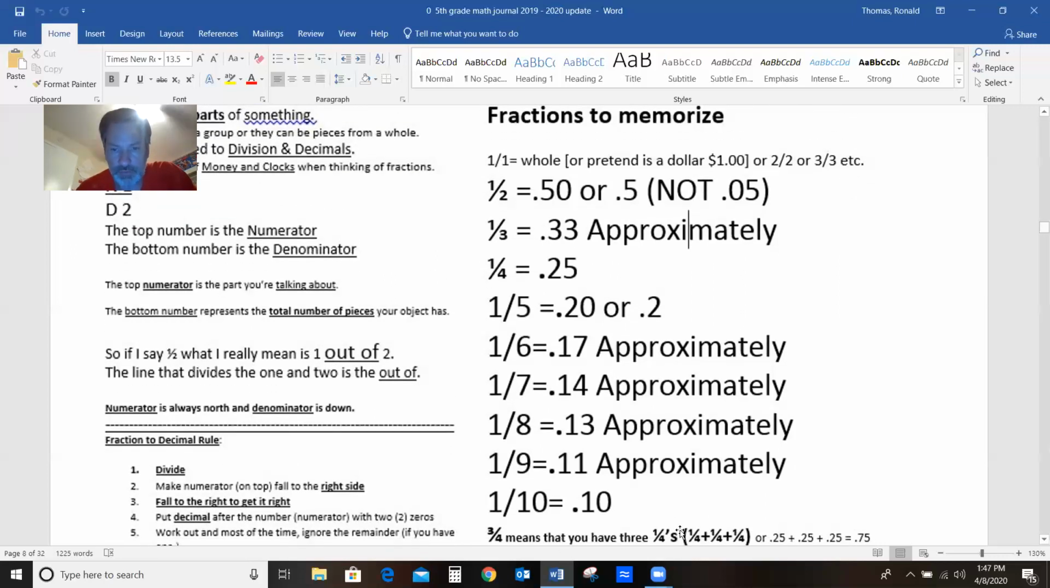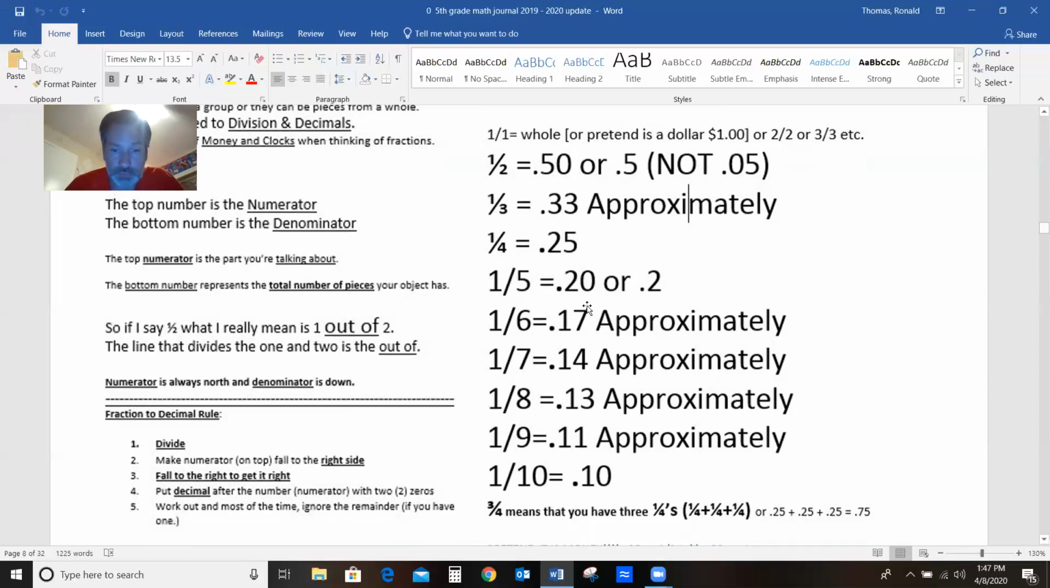3/4 means you have 3 of the 4 parts. There's 3 of them. Think about it. 1/4, 1/4, 1/4, which is 25, 25, 25, is decimal 75, 75%. Just like 1/3 is 33 approximately, wouldn't 2/3 be what? Yep, 66%. 1/5 is 20%, so 2/5 would be 40%. 3/5 would be 60% because there's 3 of them, 20, 20, 20.